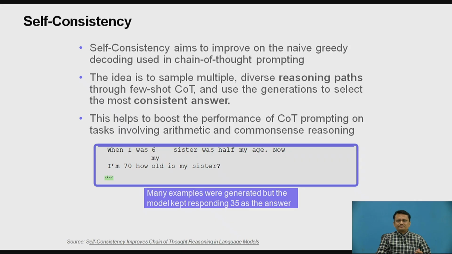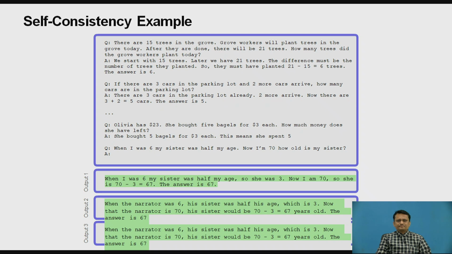So this prompt is given. I was 6 when my sister was half of my age. So now I am 70. So how old is my sister? That answer is given here. Self consistency is another approach.